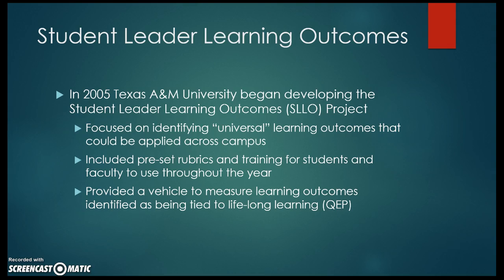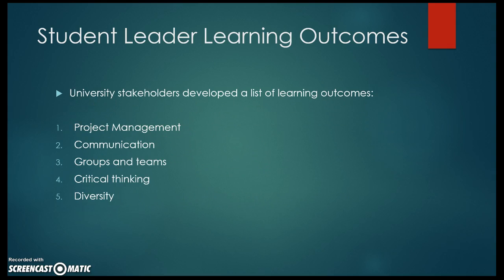It includes several different elements. The biggest part is that it has rubrics and training materials for students and faculty to use throughout the year. It also provided a measure of assessment and learning outcomes for their QEP program, which is lifelong learning. The university stakeholders that I mentioned in the 2005 meeting came up with a list of about 30 different areas. And from that list, they culled it down to 5 areas that they thought were the most important for measuring learning outcomes: project management, communication, groups and teams, critical thinking, and diversity.